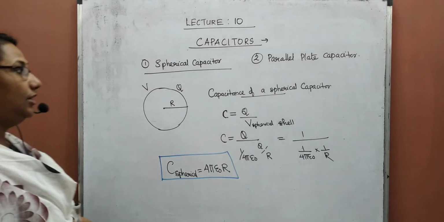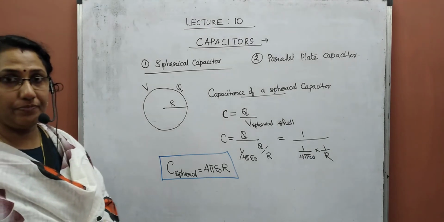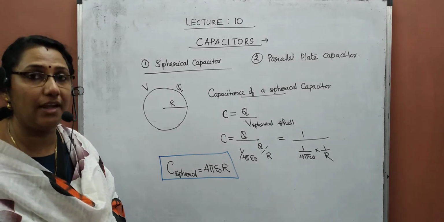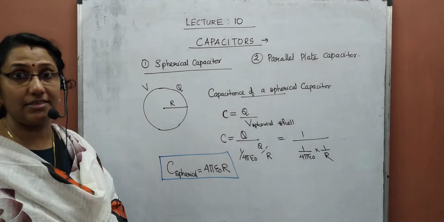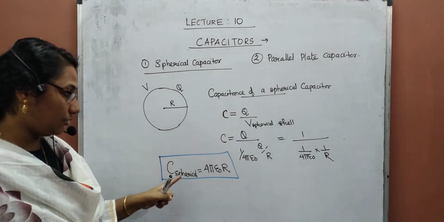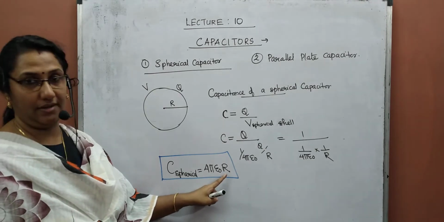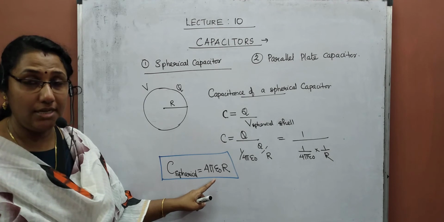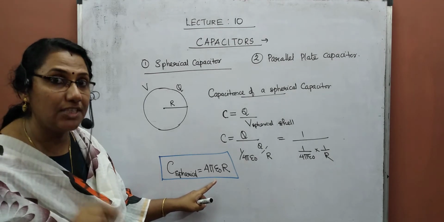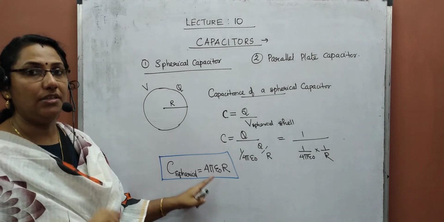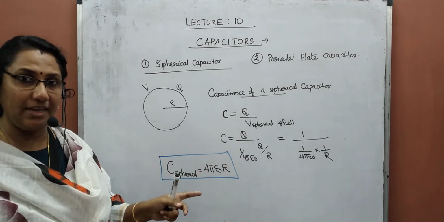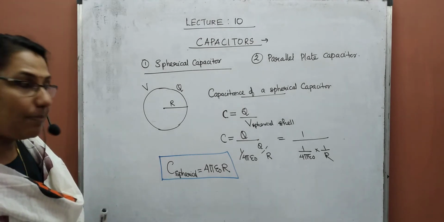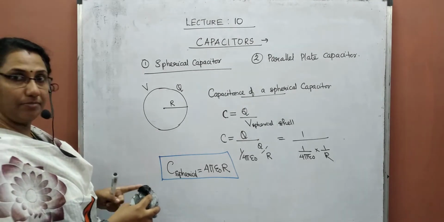Hoping you understood the capacitance of a spherical capacitor. If so, can you tell me what are the factors on which the capacitance of a spherical capacitor depends? From the equation, do you see some factors? Yes, there is the radius. Other than the radius, what about epsilon 0? It is the permittivity of free space. Suppose the shell is placed in another medium. Inside the shell, another medium is kept. Then what happens? The capacitance changes.